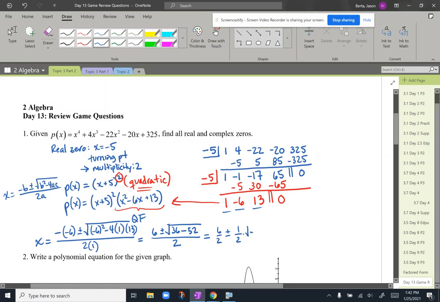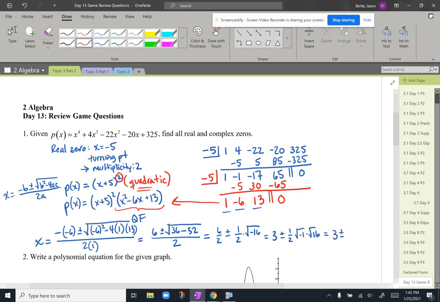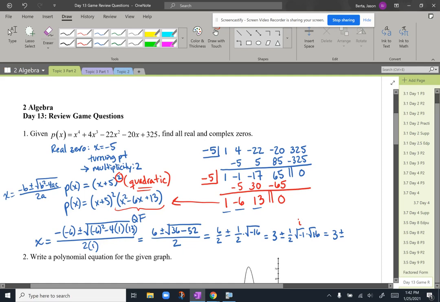That equals negative 16. So 6 over 2 can be simplified to 3, plus or minus 1/2 times the square root of negative 1 times the square root of 16, equals 3 plus or minus, well, the square root of negative 1, that's just i, and the square root of 16 is 4.